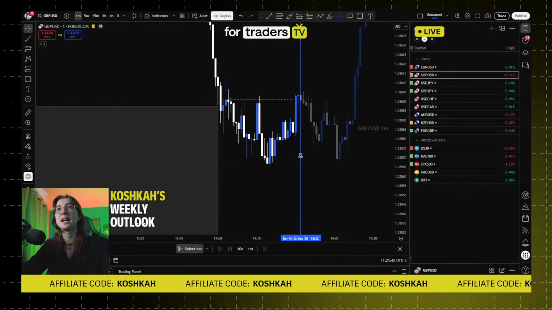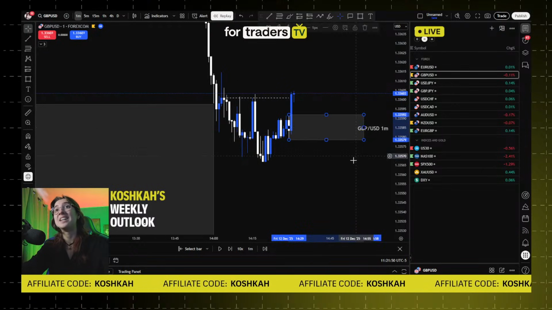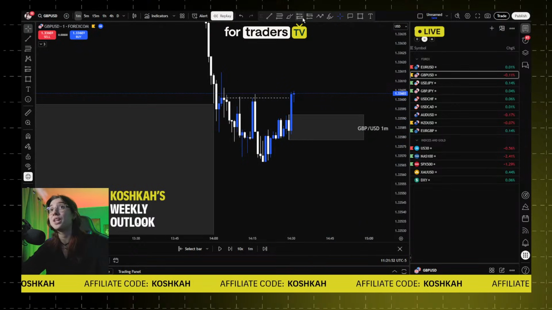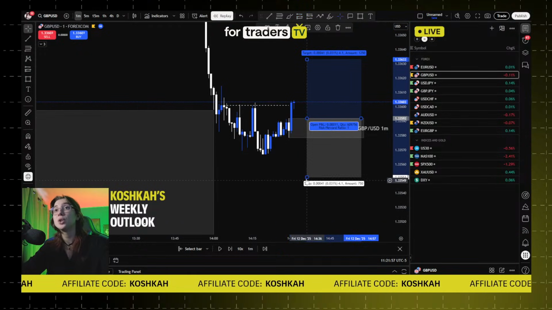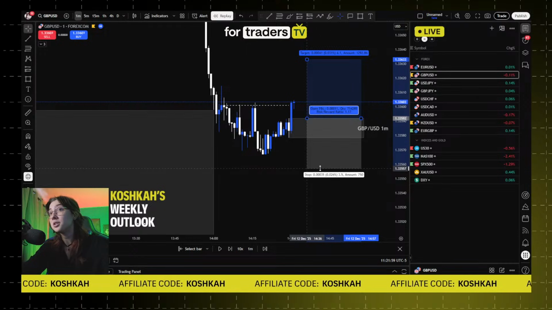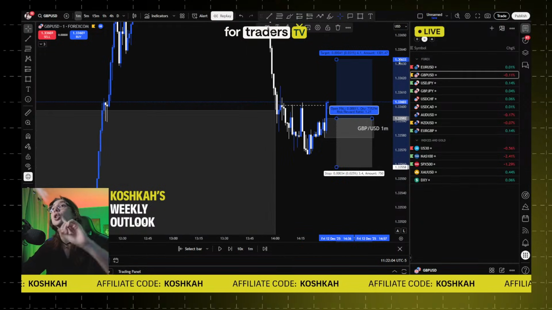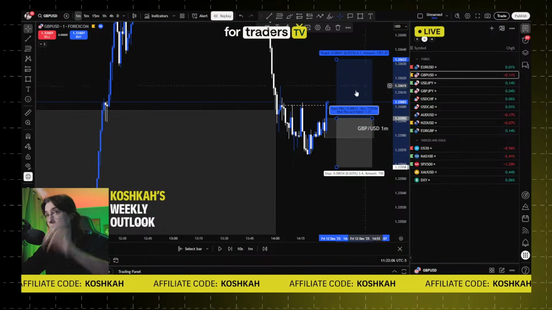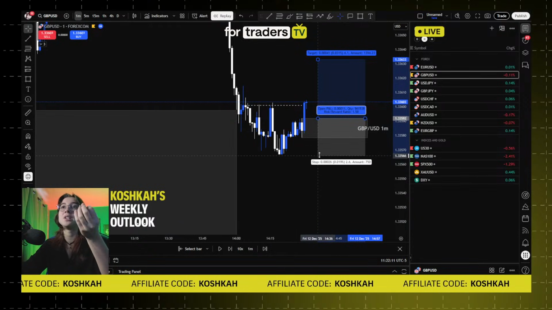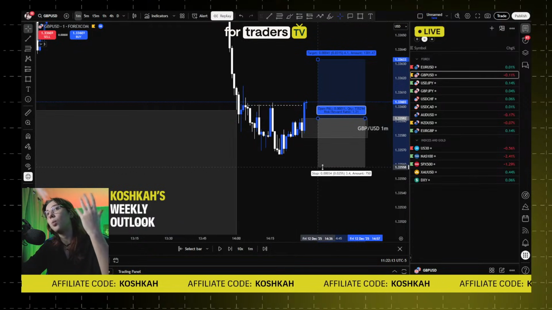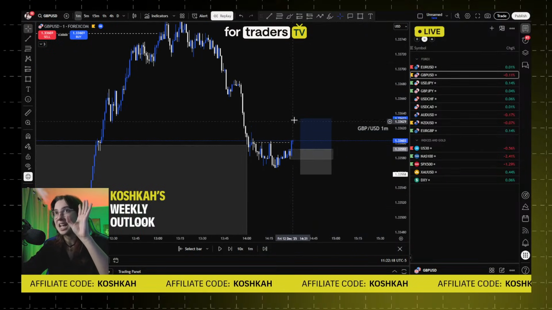If I go back in time to when it only happened, we straight away identified this 1-minute POI that got created straight away after the break of structure / change of character right here. You could have entered right here, stop loss below the low. Now you don't need to cover your entire range on the 15-minute with your stop loss. You can only cover the 1-minute low. So as you can see right here, now I'm covering only the 1-minute low with my stop loss, and that's it. I don't need anything else.